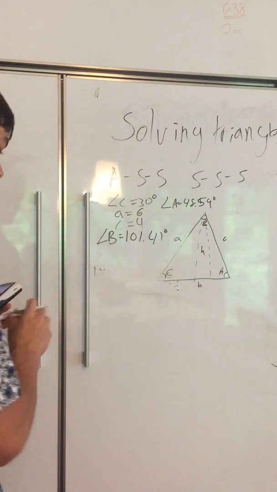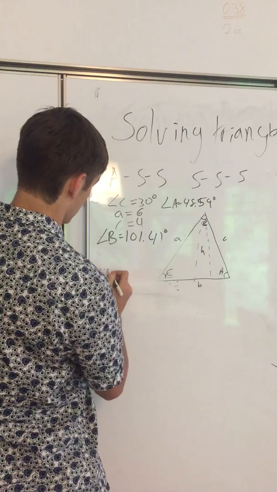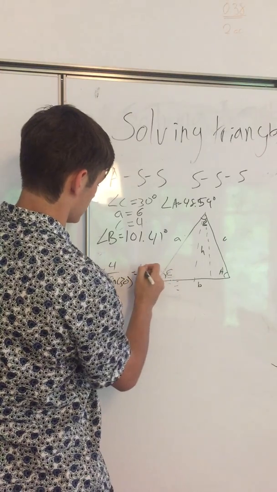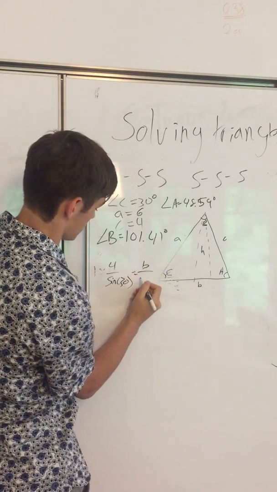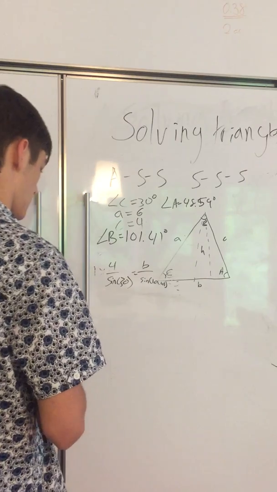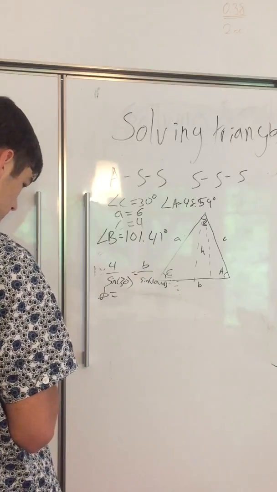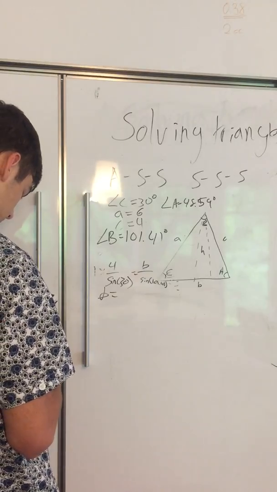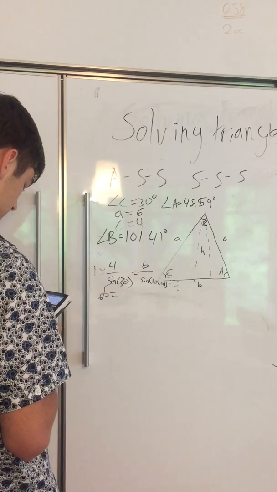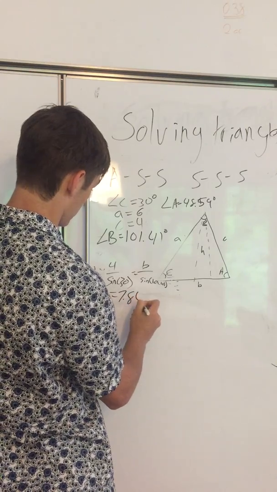So now that you have this, you can now solve for the final side by using the law of sines again. So you have 4 over sine 30 is equal to b over sine 101.41. And solve for b, so b is equal to 7.84.